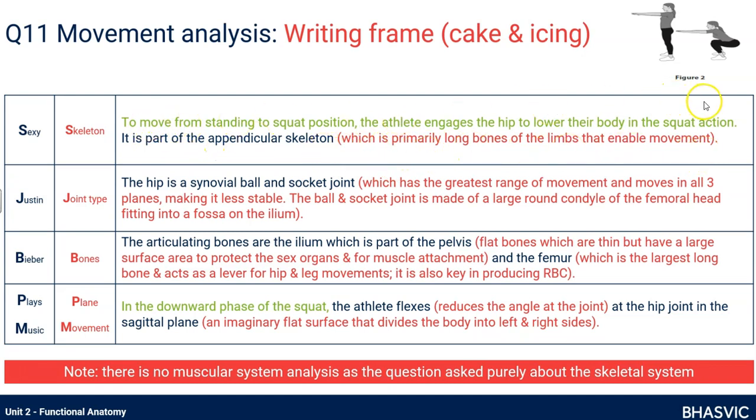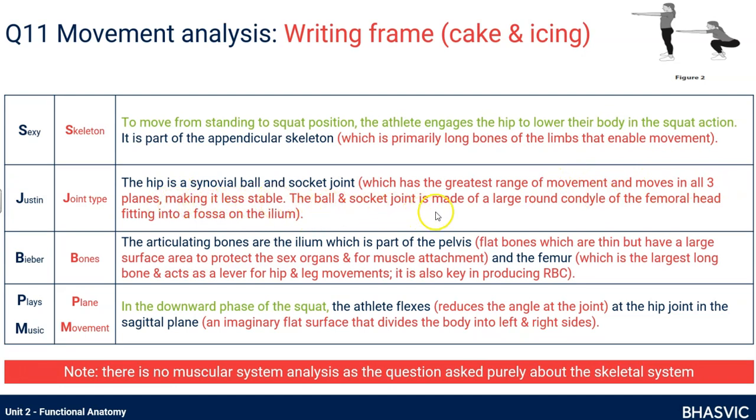Here's our reference to the question as always. So it's part of the appendicular skeleton, which is primarily long bones of the limbs that enable movement. So that's just a little bit of extra information about the function of the appendicular skeleton. I'm showing off. Joint type, it's a synovial ball and socket joint. We know that, that's our cake. Icing, which has the greatest range of movement and moves in all three planes, making it less stable.